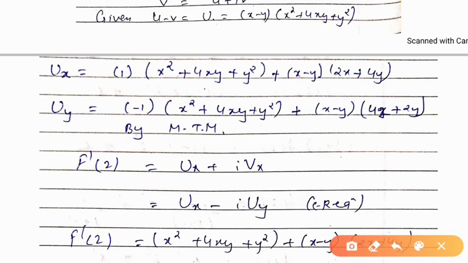So first what you have to do is find ux. ux means the differentiation of u with respect to x. See, in this term and in the second term, in both terms we are having x. So we will use the multiplication rule here. According to the multiplication rule, we will first differentiate the first part.